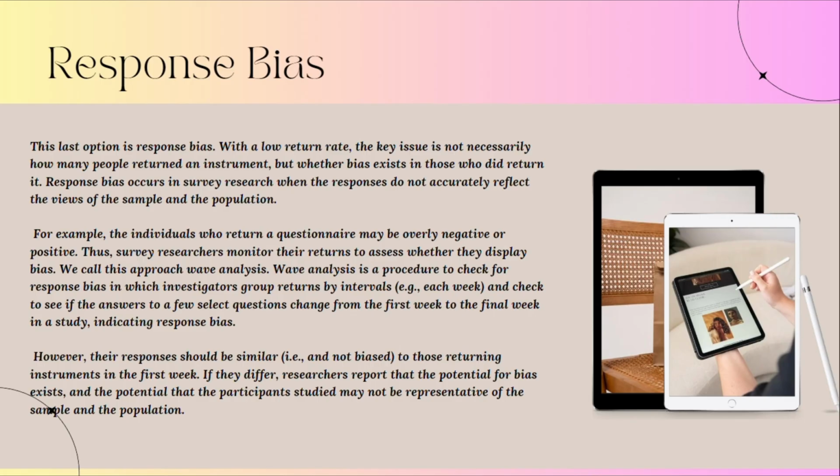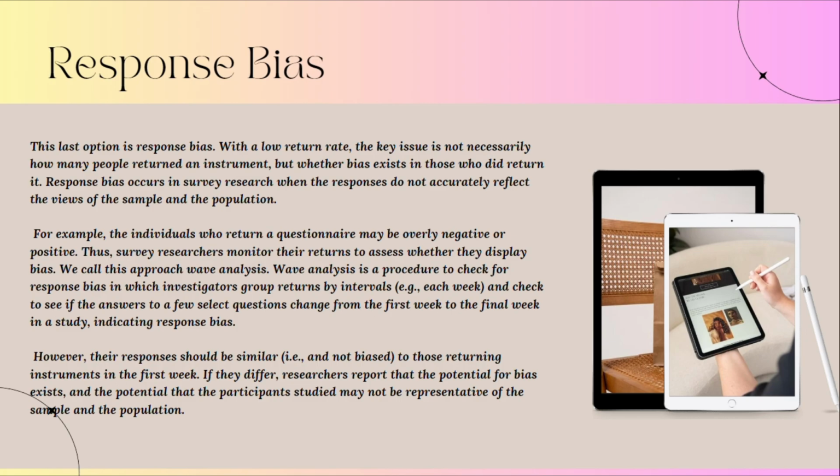Then, what is response bias? Response bias occurs in survey research when responses do not accurately reflect the views of the sample and the population. For example, the individuals who return a questionnaire may be overly negative or positive. The survey researchers monitor the returns to assess whether they display biases. We call this approach wave analysis.